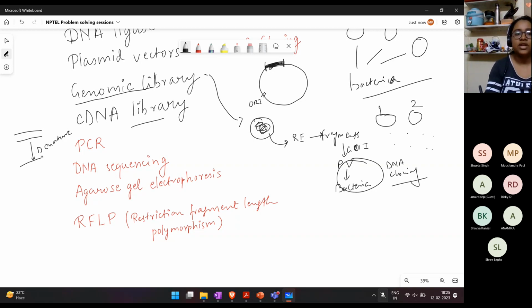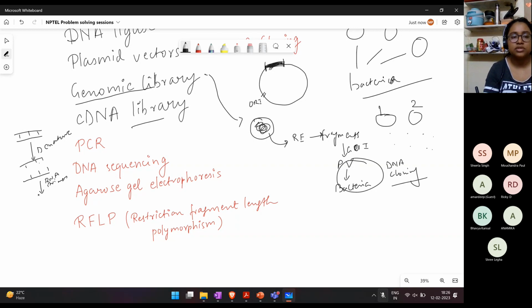Okay, and what happens after denaturation? These two DNA strands separate from each other. The hydrogen bonds, which were holding these two DNA strands together, have now been broken. After denaturation, you will be adding some RNA primers, or they can be forward and reverse primers.